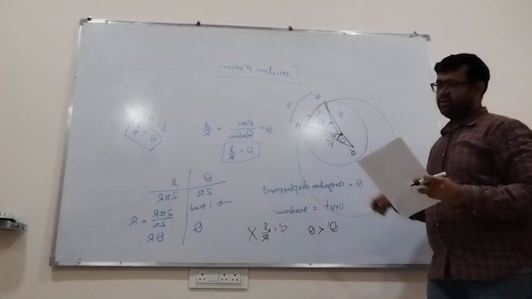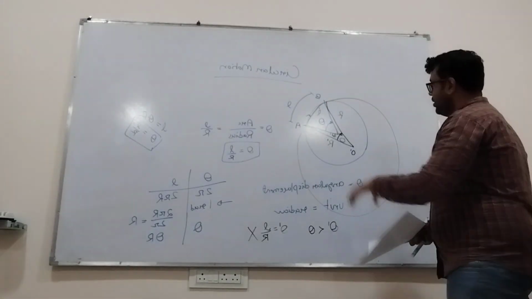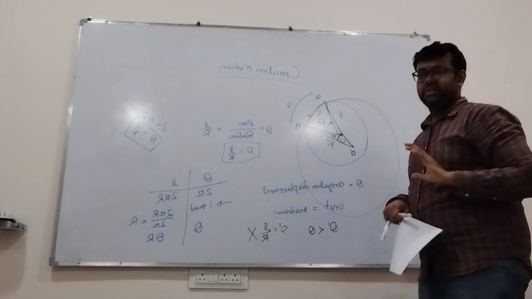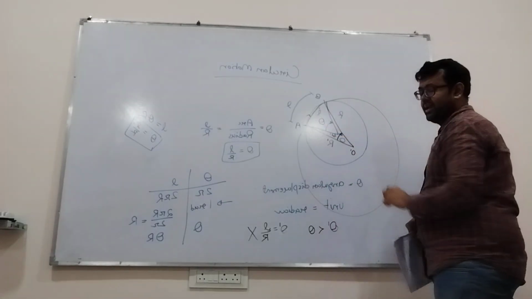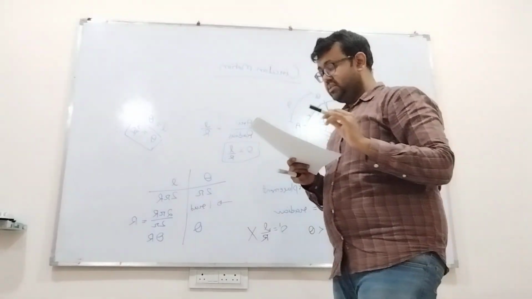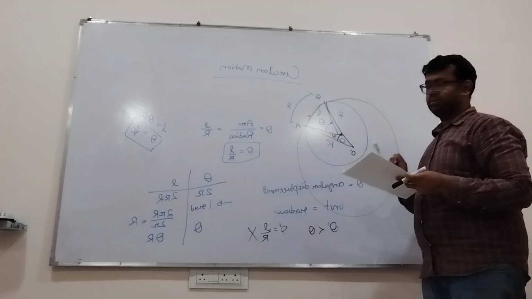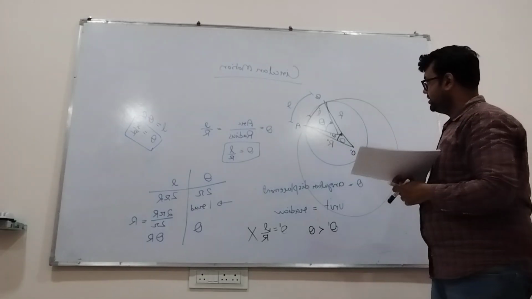So if theta dash is given, theta is given, and OA and OA dash are given, you can simply use trigonometry to find out the L dash. Okay, so this is your homework: how can you find the L dash if the angle is given and the radius is given?